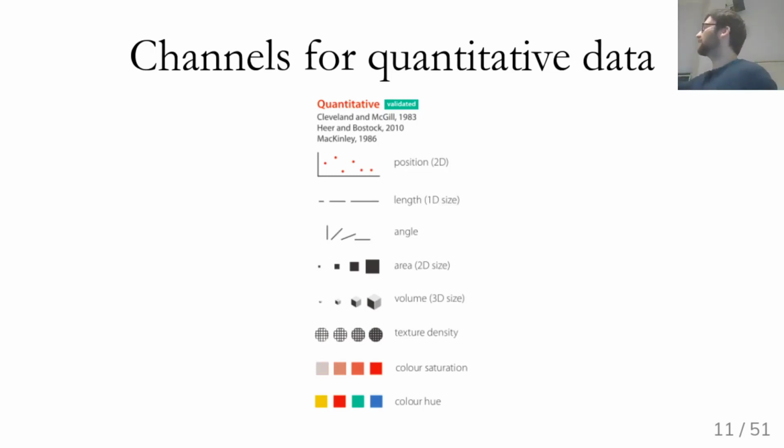3D is even harder, and actually color hue is at the very bottom of this hierarchy, and color hue is something people love to use because it's very easy to use. And so one of the important things is really don't use color hue for quantitative data if you can avoid it.